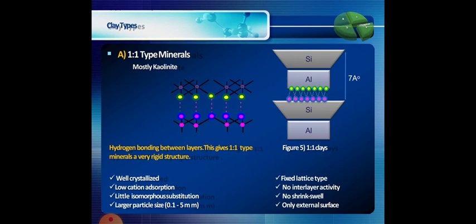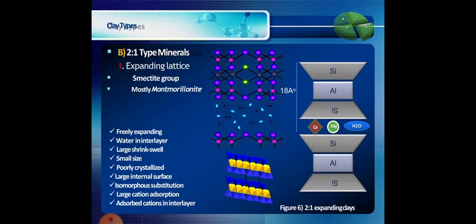Now the clay type minerals, mostly kaolinite, Si-Al, with hydrogen bonding between layers. This gives the mineral a very rigid structure, well crystallized, low cation adsorption, little isomorphous substitution, larger particle size, that is 0.1 to 5 micrometers, fixed lattice type, no interlayer activity, no shrink-swell, only external surface. You can observe this in the figure.